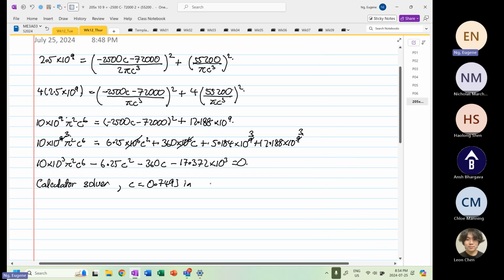So in the end of the day, C is equal to 0.7493 inches. And the diameter is equal to 0.7493 times 2, which is equal to 1.4986 inches. Okay, so this is your answer.